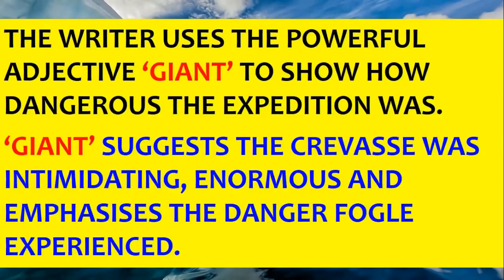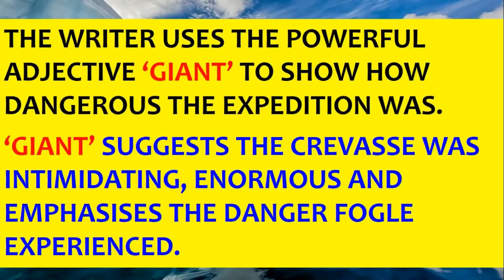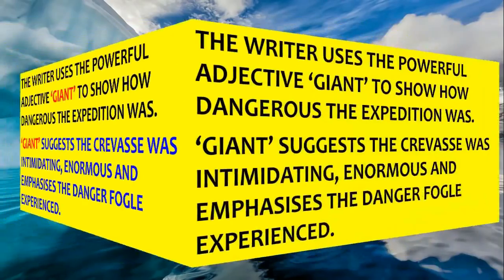So there you go. So here's it all together. The writer uses the powerful adjective giant to show how dangerous the expedition was. Giant suggests the crevasse was intimidating, enormous, and emphasised the danger Fogle experienced. So really mature, really great point to make. Even though this seems quite long, it's only 2 sentences, and we probably don't need to use all of it every single time, but using terminology will get you far. My black is my point, my red is my quote, and my blue is my explanation, and there it all is together.